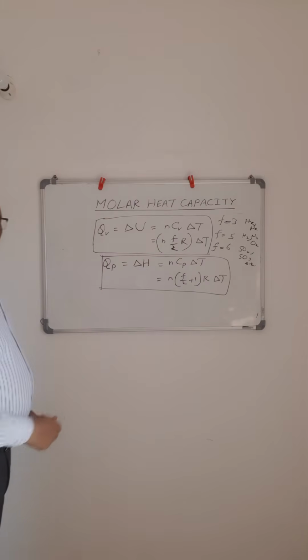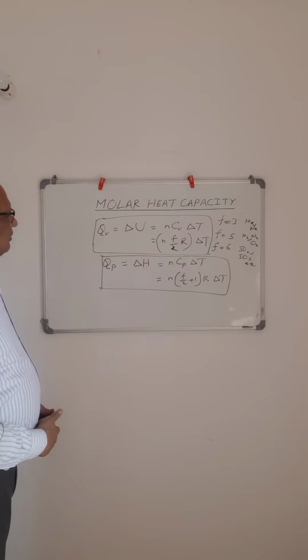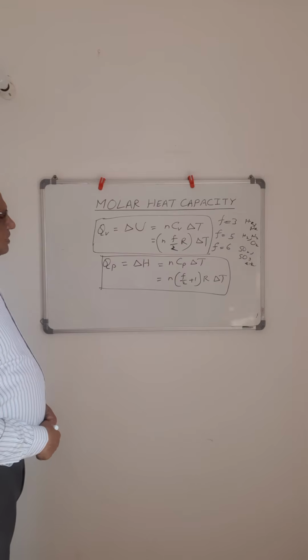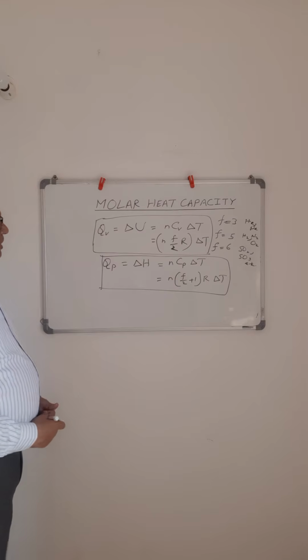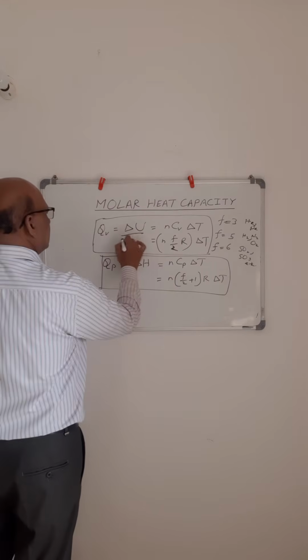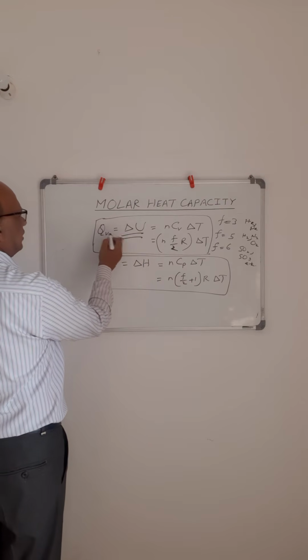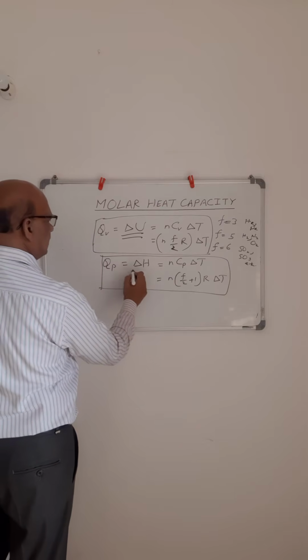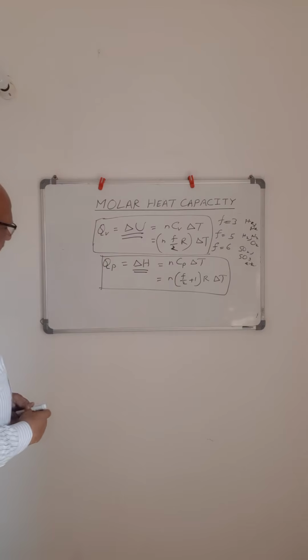So you note down these formulas, they are very important and they will be used frequently in our numericals whenever we want to find out the heat supplied to a gas at constant pressure and the heat supplied to the gas at constant volume. At constant volume this is also delta U, that is the increase in internal energy of the gas, and if the process is carried out at constant pressure, then it is the increase in enthalpy of the gas.